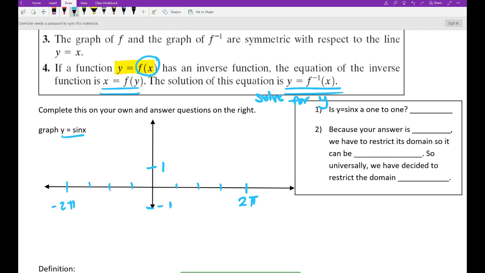So graph it out. Please compare that with your team, so that way you're not off track.